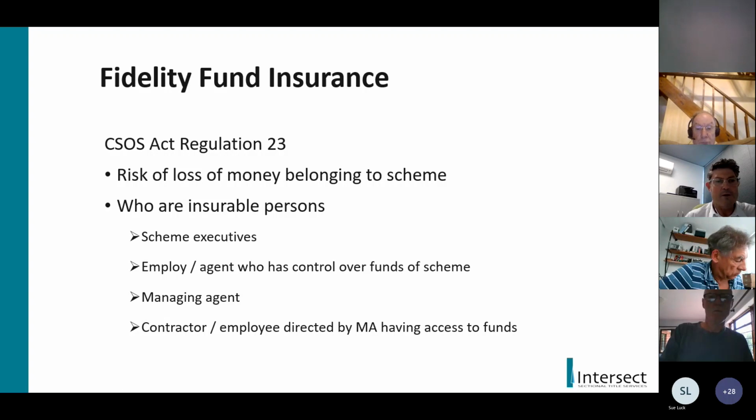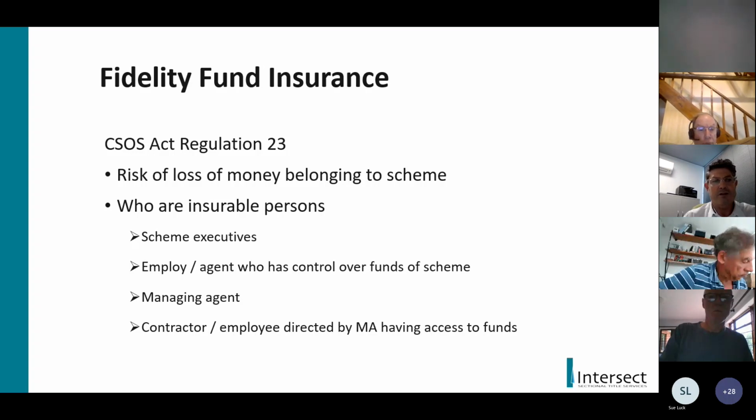understanding or requirement from scheme executives to say that, well, managing agent, you are managing our funds, so you need to ensure that you cover your staff potentially for any money disappearing from the bank account of the scheme.